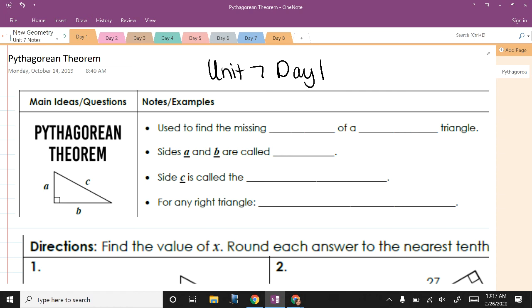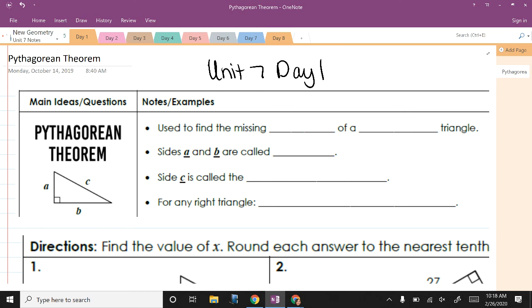Now, people think that the Pythagorean theorem only says a squared plus b squared equals c squared. Well, the Pythagorean theorem is an actual theorem, and it states that if you have a right triangle, then the sum of the squares of the lengths of the legs of the right triangle is equal to the square of the hypotenuse of that right triangle. That's what it says. The sum of the squares of the lengths of the legs in a right triangle is equal to the square of the hypotenuse.